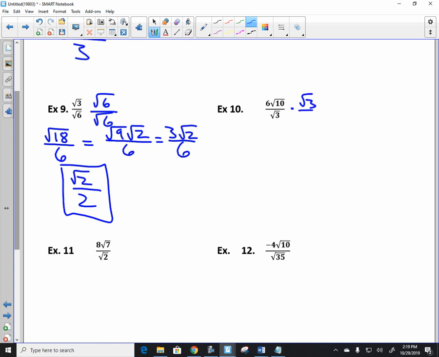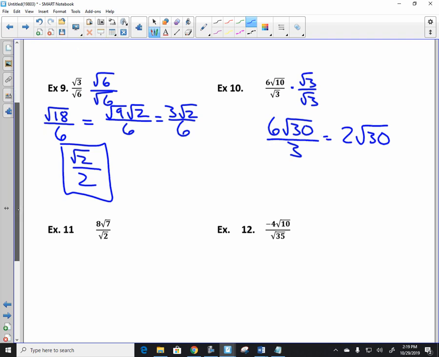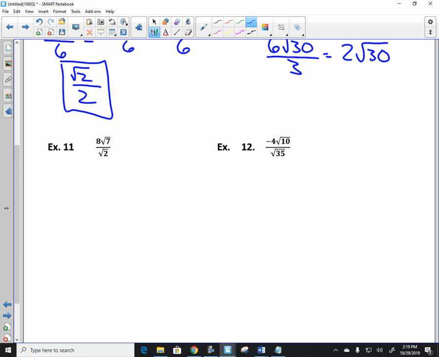Multiply top and bottom here by the root of 3. 6 roots of 30 over 3. Can I simplify that? Yep, 2 roots of 30. Then multiply top and bottom by the root of 2. 8 roots of 14 over 2, so 4 roots of 14.